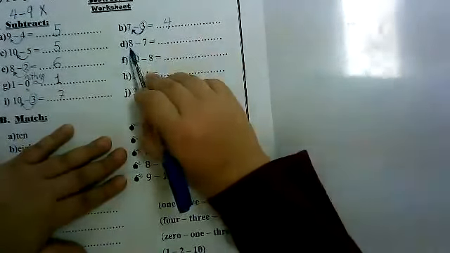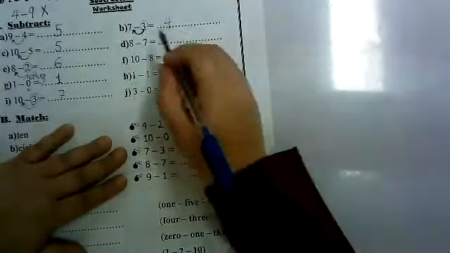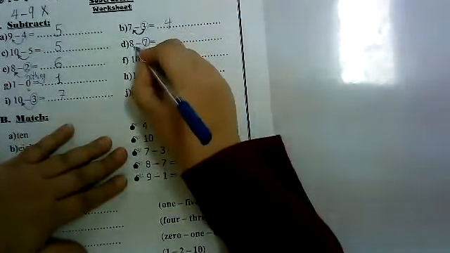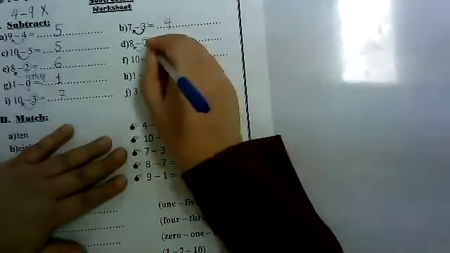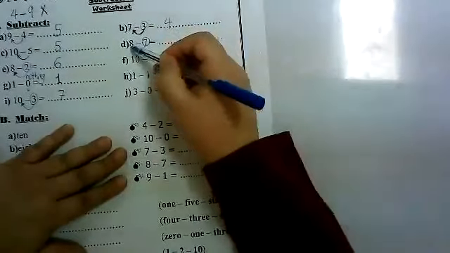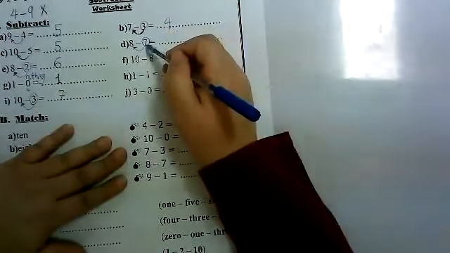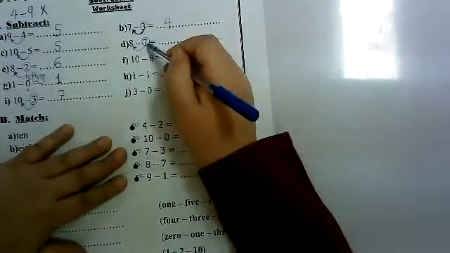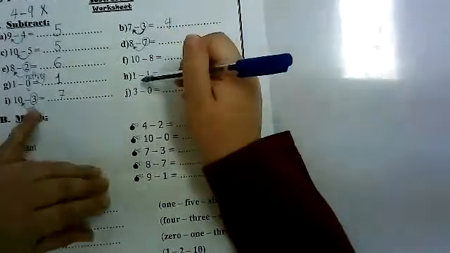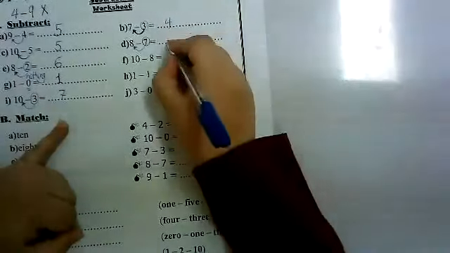The next one, 8 minus 7. Which is the smaller? It's 7. So draw an arrow from the smaller to the bigger and count after the smaller until you reach the bigger, until you reach 8. We are stuck to this road. We are going to walk along this road from 7 to 8. After 7, 8. So it's only 1.